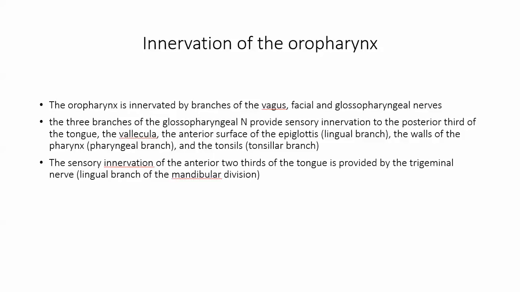The oropharynx is innervated by the branches of the vagus, facial, and glossopharyngeal nerves. The three branches of the glossopharyngeal nerve provide sensory innervation to the posterior third of the tongue, the vallecula, the anterior surface of the epiglottis, the walls of the pharynx, and the tonsils. The sensory innervation of the anterior two-thirds of the tongue is provided by the lingual branch of the mandibular division of the trigeminal nerve.